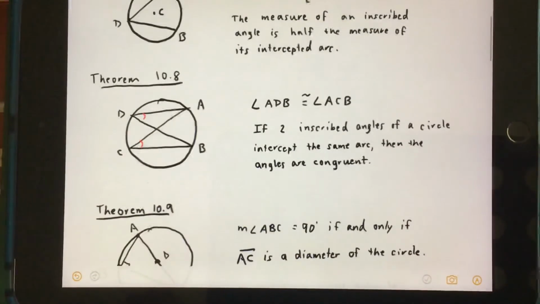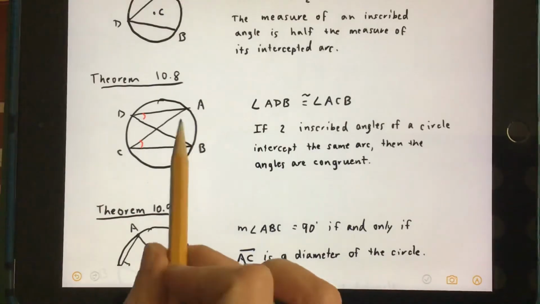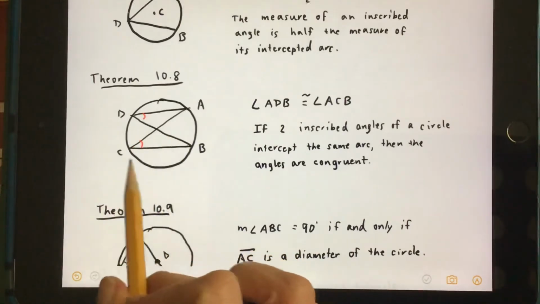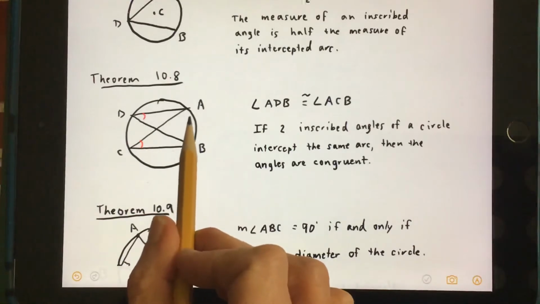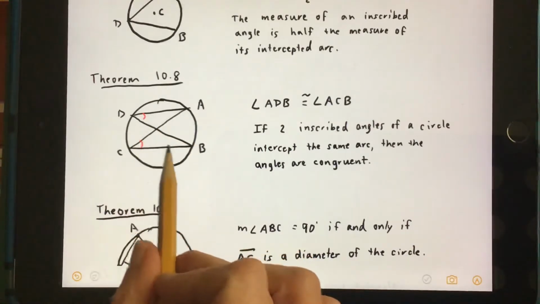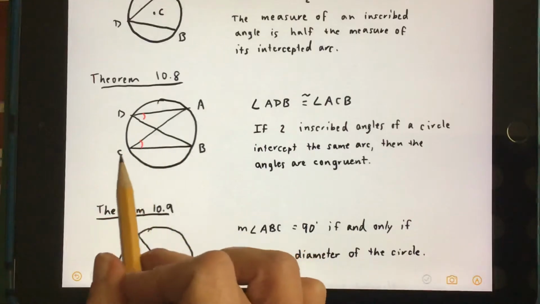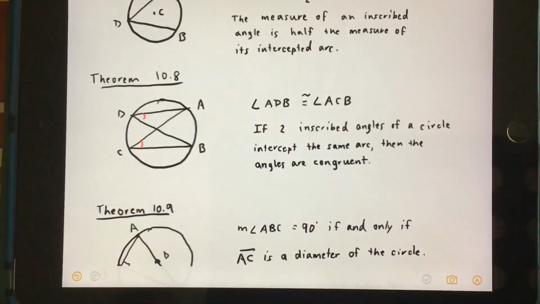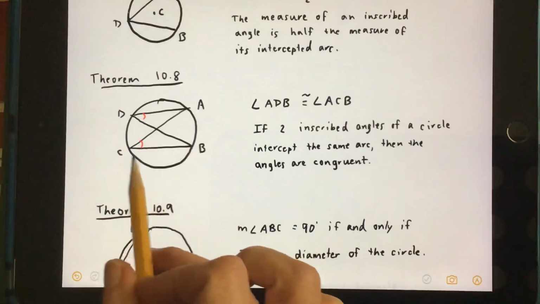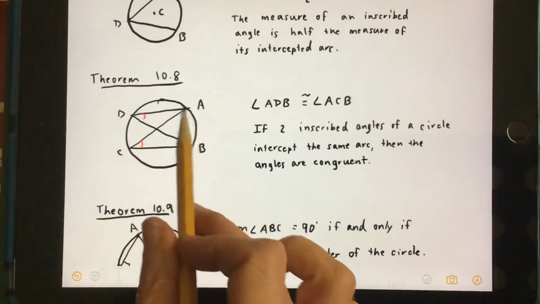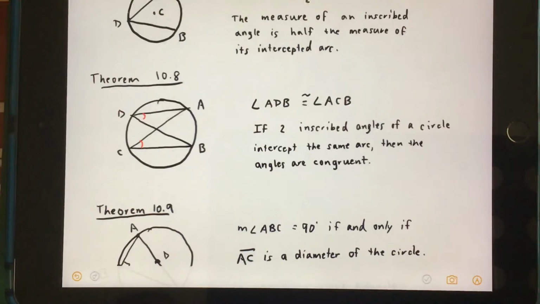Theorem 10.8 is going to talk about the two angles that you see marked as congruent, angle ADB and angle ACB. We have two inscribed angles here, so let's take a look again at what we're looking at because we have some overlap going on. We have angle ADB, which is marked as congruent to angle ACB, and we're going to know they're congruent because when we have two inscribed angles of a circle that intercept the same arc, they both intercept AB. They open up onto AB. Both of these angles open onto AB, so we know those angles will be congruent.